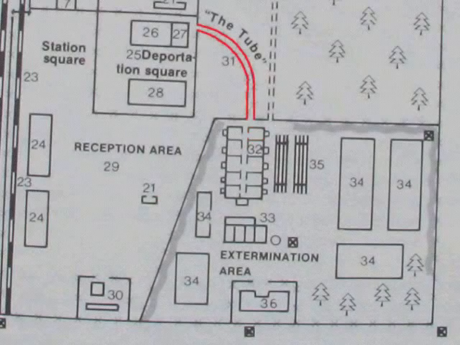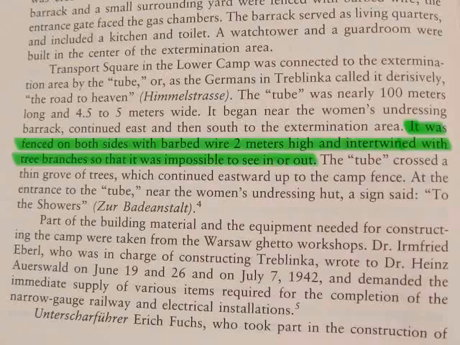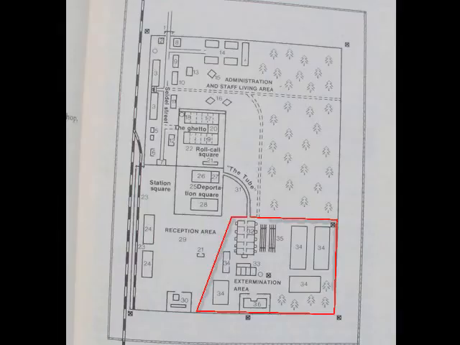On this part, known as the tube, we read on page 42 in Arad, it was fenced on both sides with barbed wire 2 meters high and intertwined with tree branches so that it was impossible to see in or out. That's 6.5 feet high. The inmates in this part of the camp were supposedly forced to help in either the gassing of their fellow Jews or in digging up their decaying bodies and then burning them.